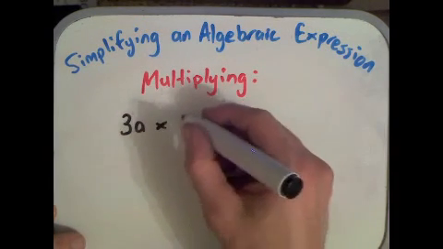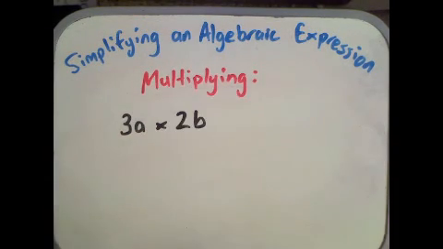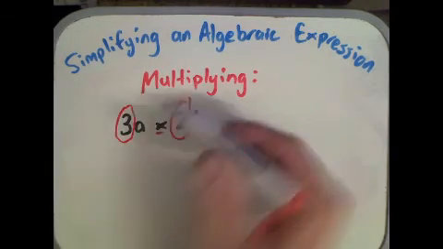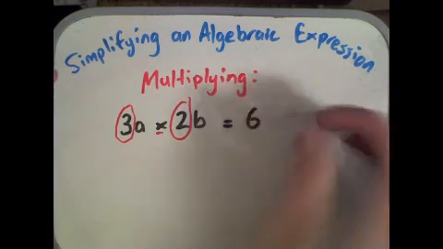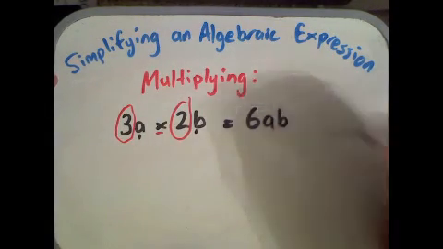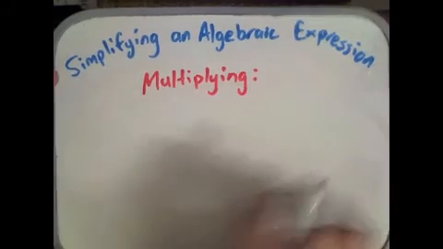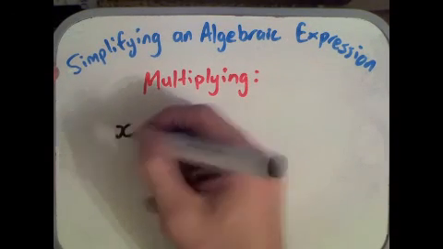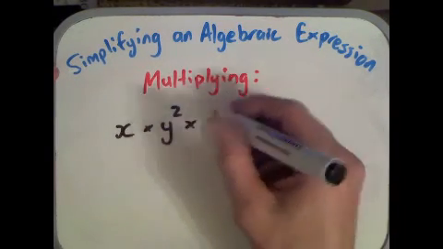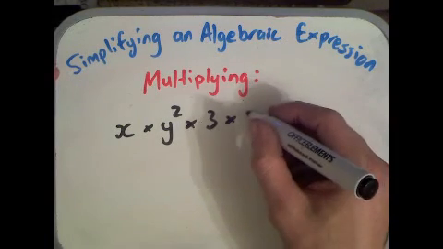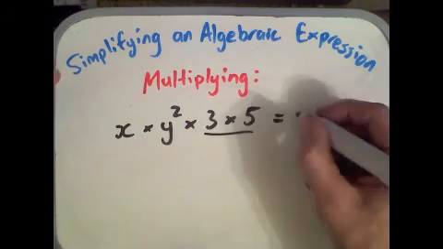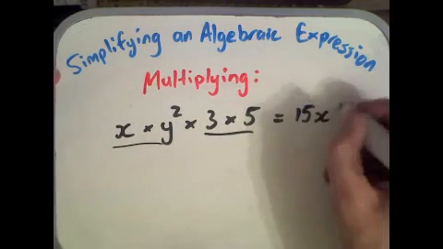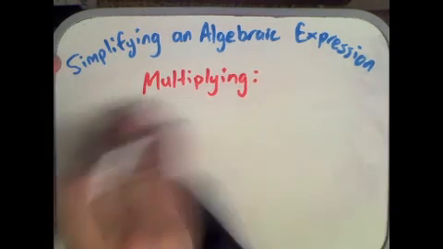We've got 3a multiplied by 2b. Now we can multiply the 3 and the 2 together. That gives us 6. And then simply a and b are tagged on the end. Now that's 6ab. Another example. Let's look at x multiplied by y squared multiplied by 3 multiplied by 5. Well, 3 times 5 gives us 15. And then we simply put xy squared at the end.